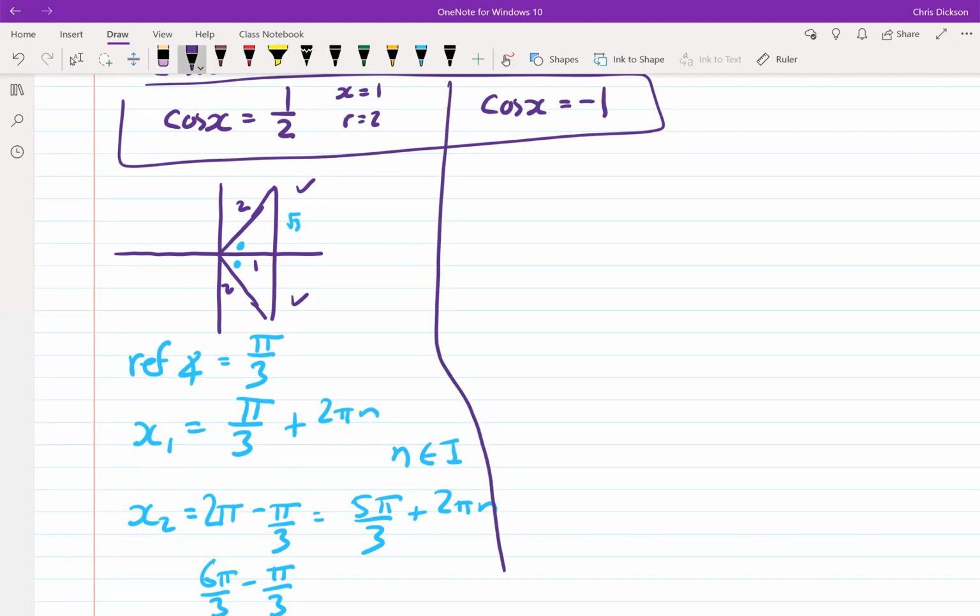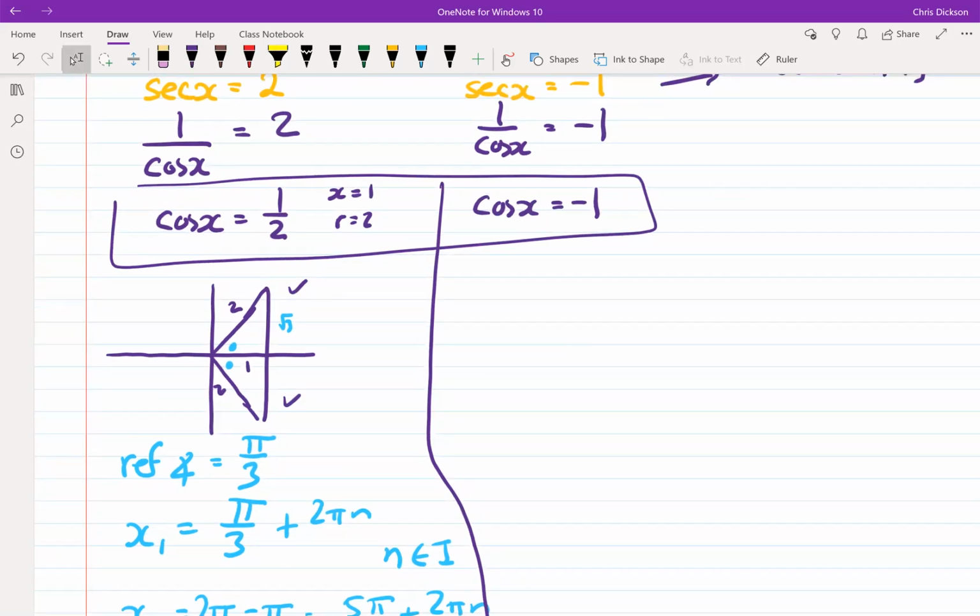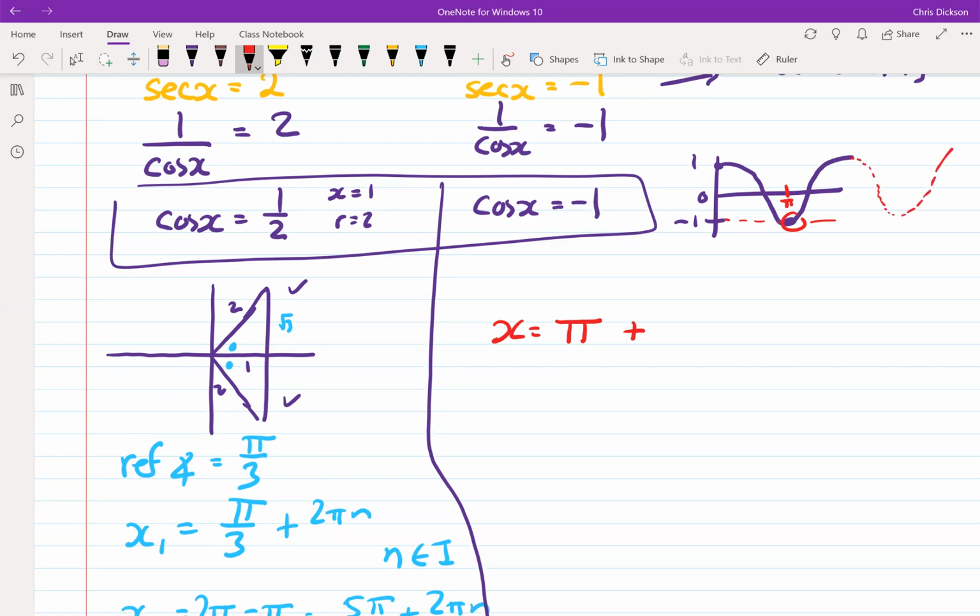So cos being negative 1, I might use my understanding of the cos graph and say, well, negative 1 would be here. So that's where negative 1 is. So where is that on the x-axis? Well, that is pi. So I would get x equals pi plus, now to get to the next one, you'd have to go 1 whole period away. So that would be the next one right there. So that's a distance of 2 pi. So we'll say plus 2 pi n, where n is an element of I.